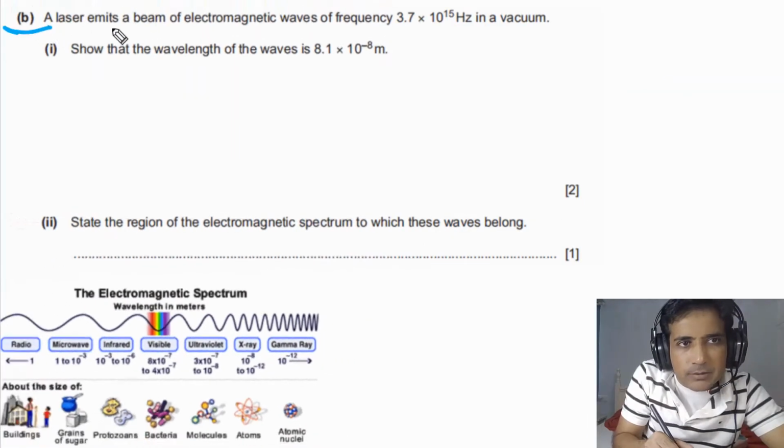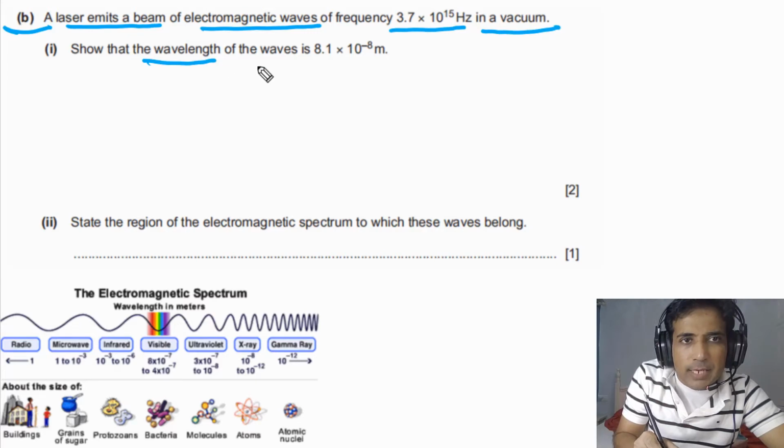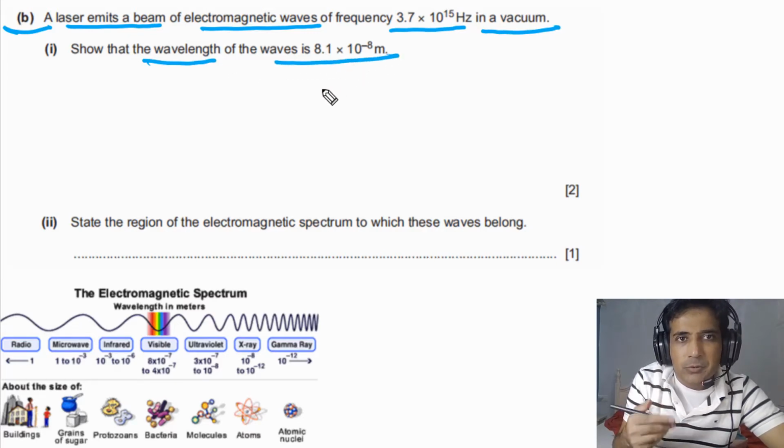For part B, it is given to us a laser emits a beam of electromagnetic waves of frequency 3.7 times 10 to 15 in a vacuum. We need to show that the wavelength of the waves is equal to 8.1 times 10 to negative 8.